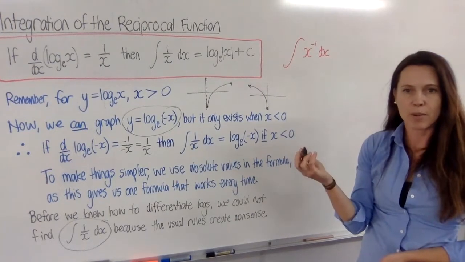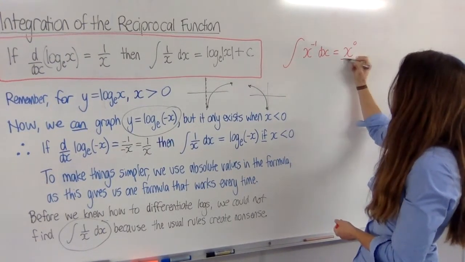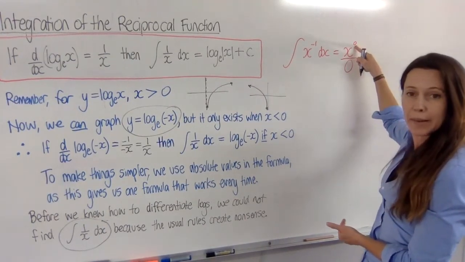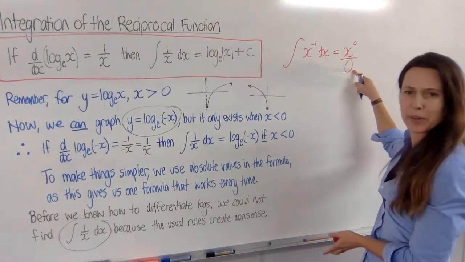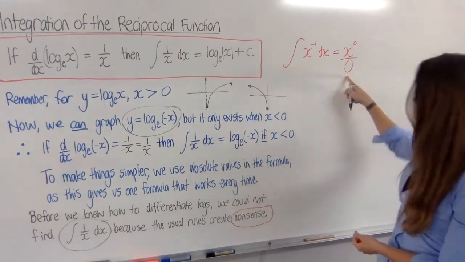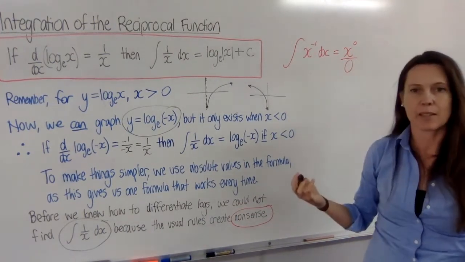Well, what do you get when you add 1 to minus 1? You get 0. And then divide by the new power. X to the power of 0, well, that's 1, but we've got ourselves 1 over 0. So it doesn't really make sense, and that's this nonsense part. It's undefined for a start because it's got 0 on the bottom, and it's got a 1 on the top. We've lost our x's completely.